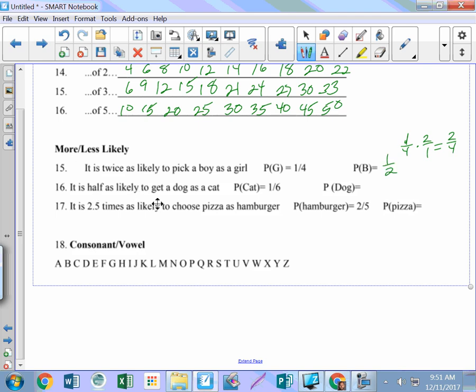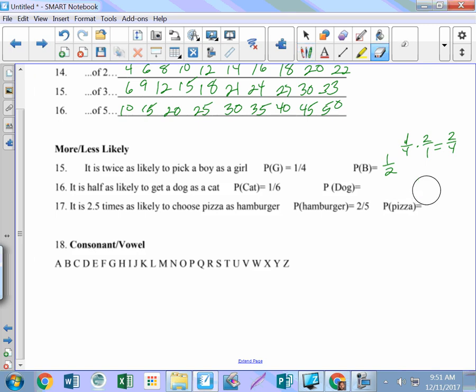It is half as likely to get a dog as a cat. The probability of a cat is 1/6. So we need to take 1/6 divided by 2, which is the same as multiplying by 1/2. Dividing by 2 is the same as multiplying by 1/2. So that gives us 1/12.